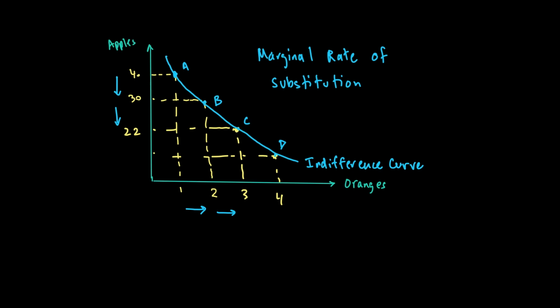So for example, if I move from point A to B, I know that the consumer is giving up 10 of apples for one of orange, which means if I find out the slope of this point, it will be change in y over change in x, which is going to be minus 10 over 1, or minus 10. Now this minus 10 means that the marginal rate of substitution is minus 10, which means for 10 apples that he sacrifices, he is requiring one orange to compensate for this loss.